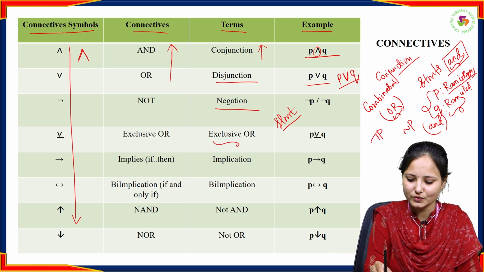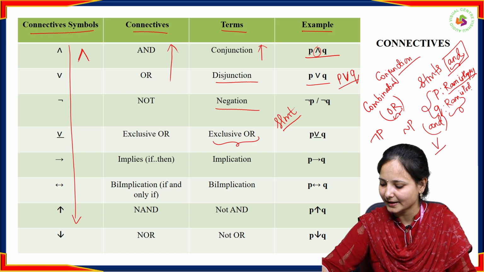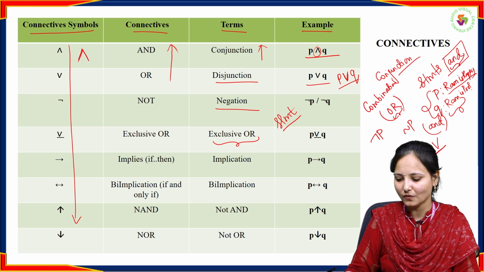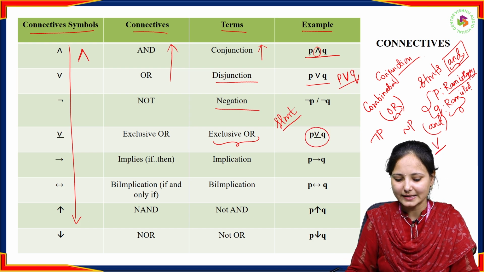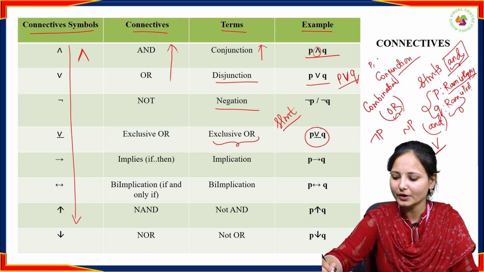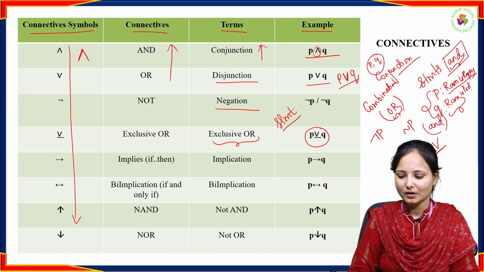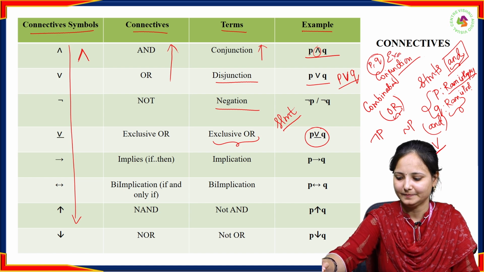Next one is exclusive or. Exclusive or is represented with the or symbol with a dash. This is known as exclusive or. What is meant by exclusive or? By the name we can consider that it is either P or Q, but it should not be both. We'll understand this clearly while discussing an example.